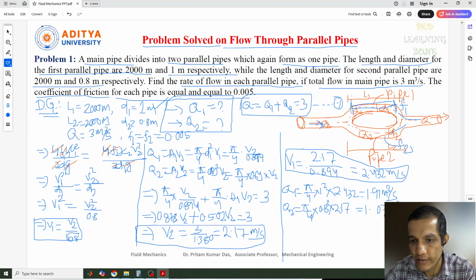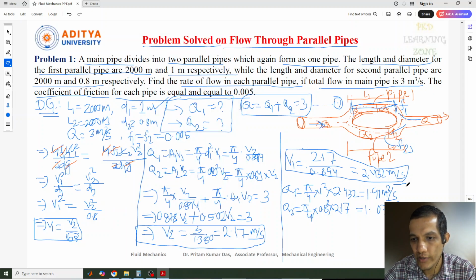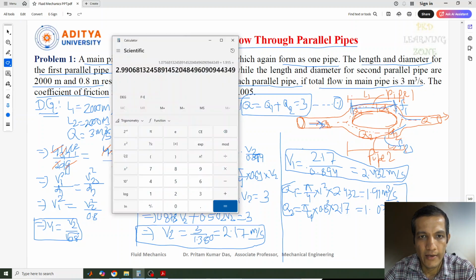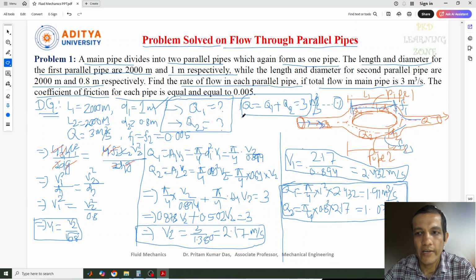meter cube per second. So again you just add these two things, 1.91 plus 1.075, and we get 2.990. If you add these two things, it is supposed to be 3. So the same value we got, 2.99 something, so we can consider that as 3. So the 3 meter cube per second is the discharge in the pipe. So finally, this is the individual rate of flow for the individual pipes. If you add these two things, you will get the same discharge which is initially entering the pipe. So I hope you understand this problem.